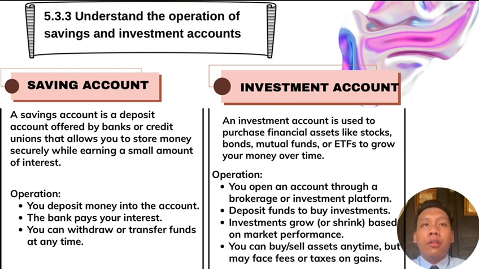The investment account is used for purchasing financial assets like stocks, bonds and mutual funds to grow your money over time. How does it operate? You can open the account through a brokerage or investment platform, and you can deposit your funds to buy the investments. The investment will grow based on the market performance. And lastly, you can buy and sell the asset anytime, but you may face a fee or tax on gains. So that's all about the saving account and the investment account.